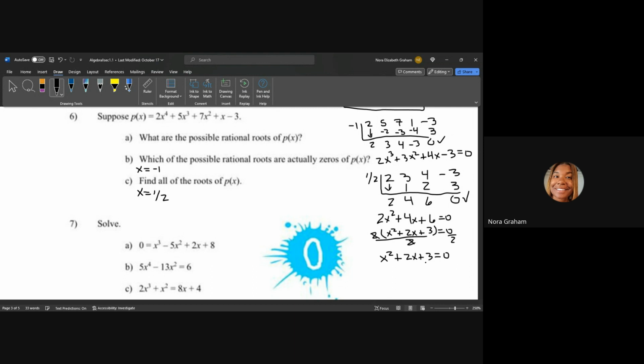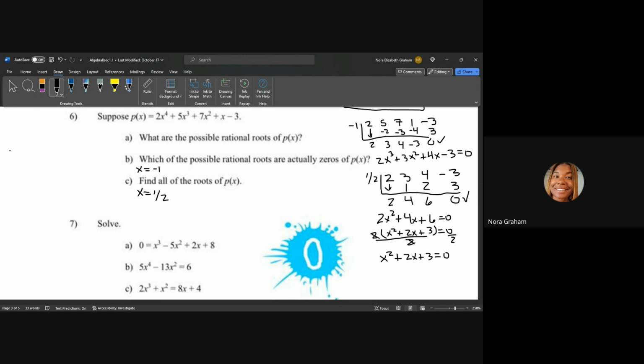Now this looks like something we could factor. I want to find two things that multiply together to get me positive 3, but then add together to give me positive 2. I don't believe we can find something simple like that because 3 times 1 is 3, but there's no way I can add 3 and 1 to get 2. So this one, we are going to have to use the quadratic formula.